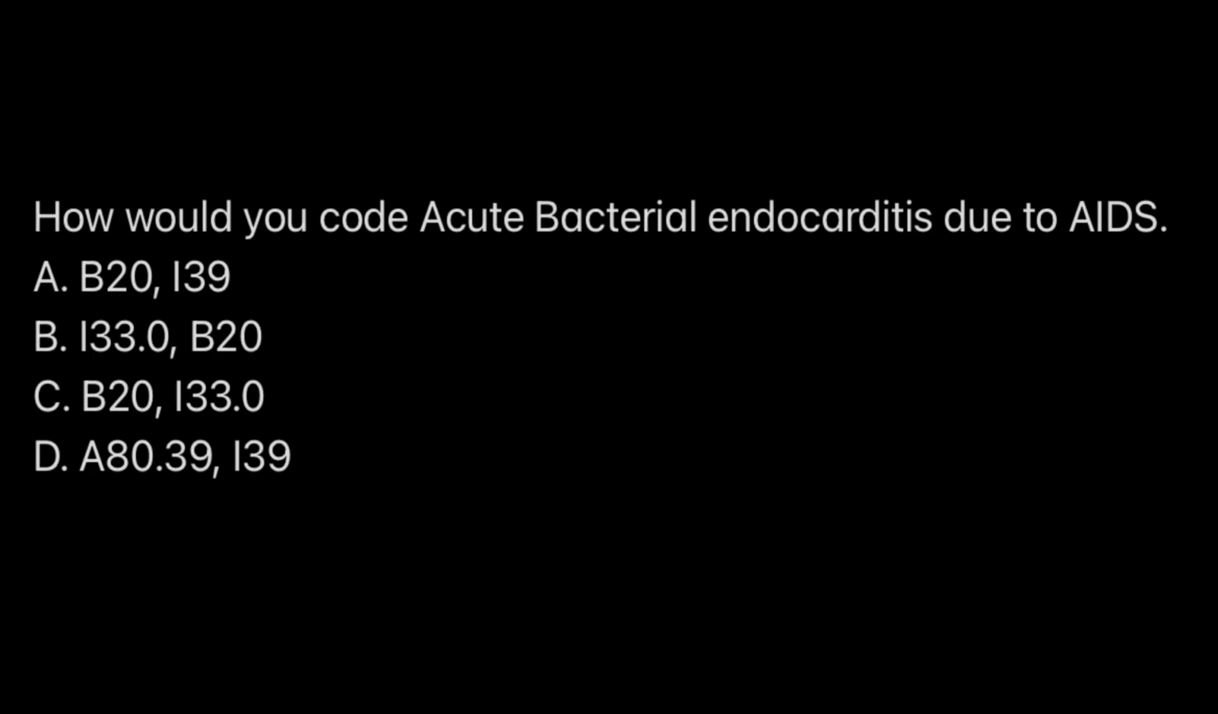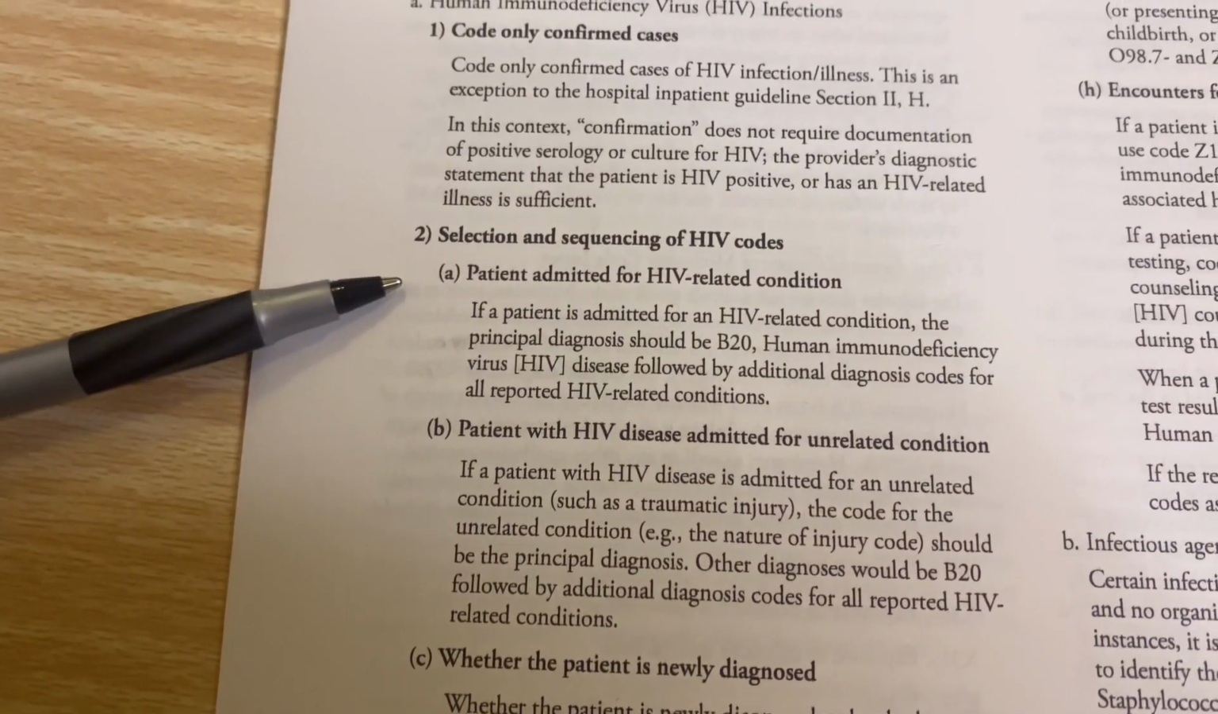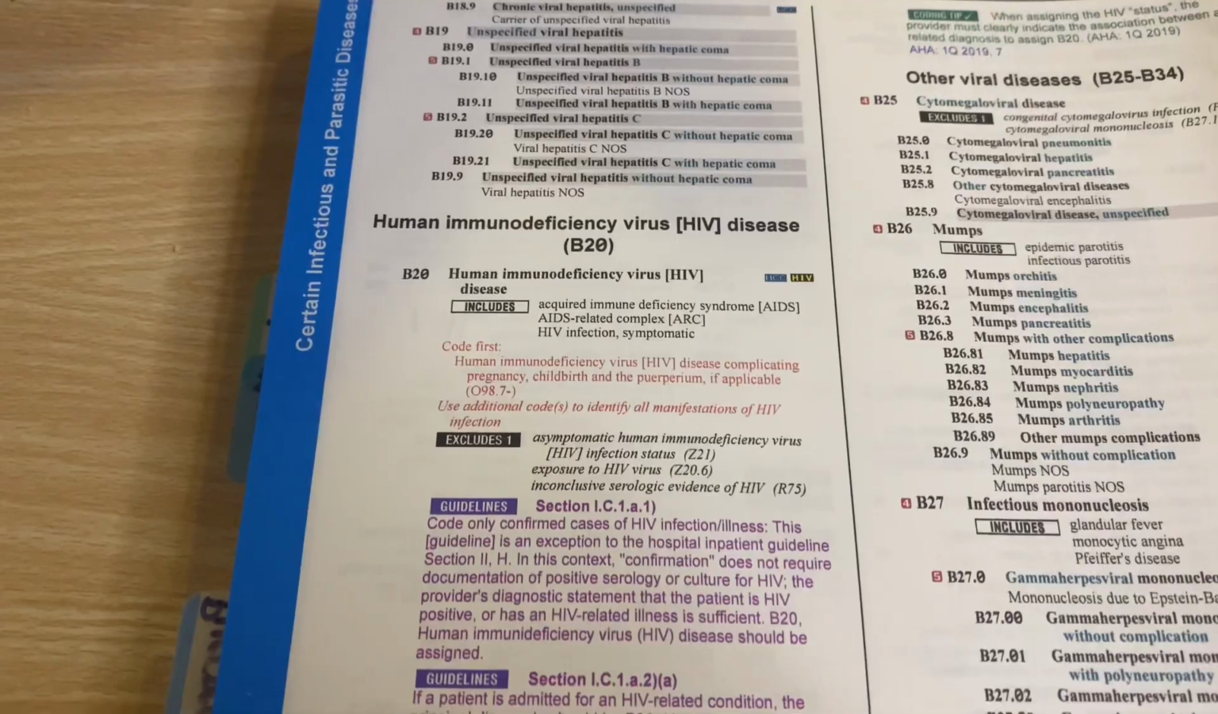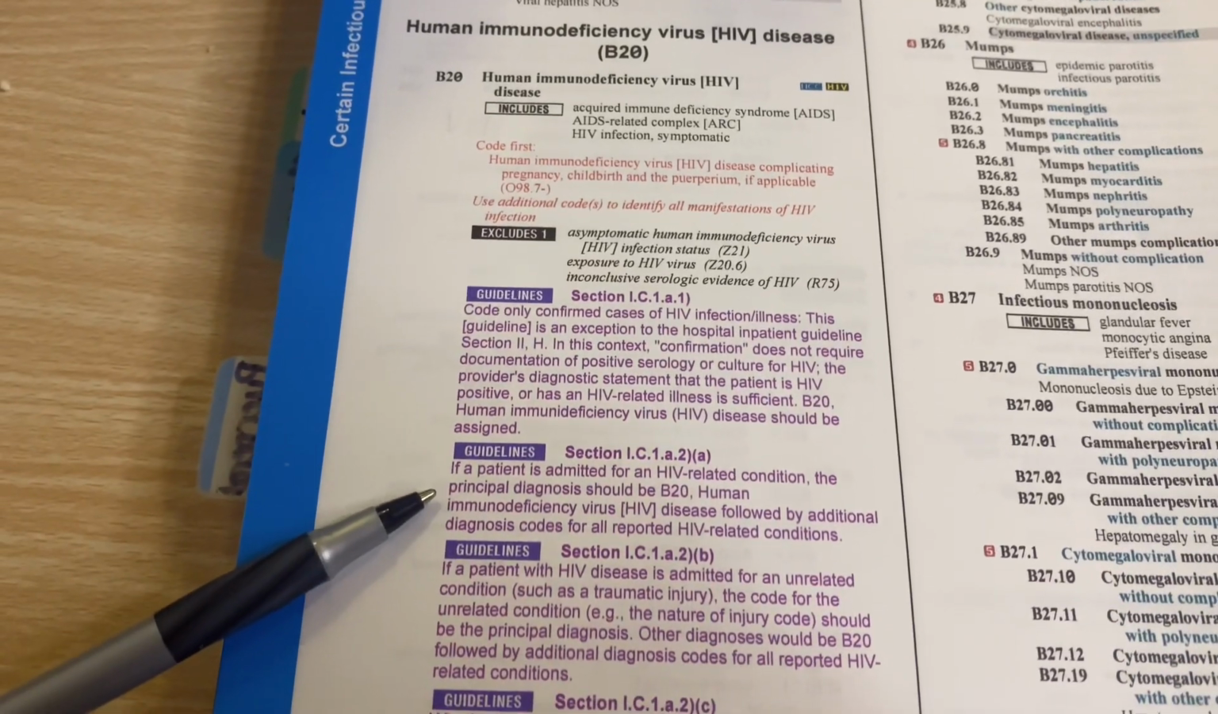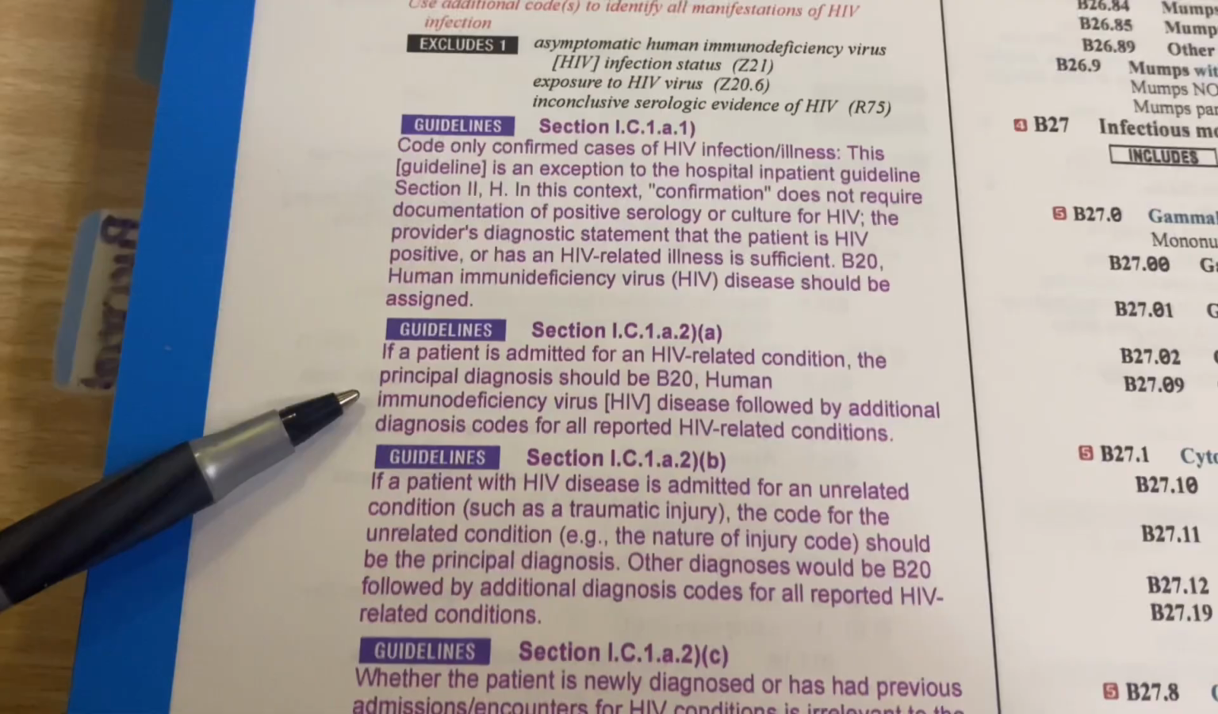But let's say the answers were listed like this. Look at B and C: I33.0 and B20, or B20 and I33.0. How would you know how to sequence these? Well, if you went into your guidelines, and my guidelines are actually listed right here at B20, it says, if a patient is admitted for an HIV-related condition, the principal diagnosis should be B20, HIV disease, followed by additional diagnosis codes for all reported HIV-related conditions. So that right there tells you that B20 should be first and not the I33.0.